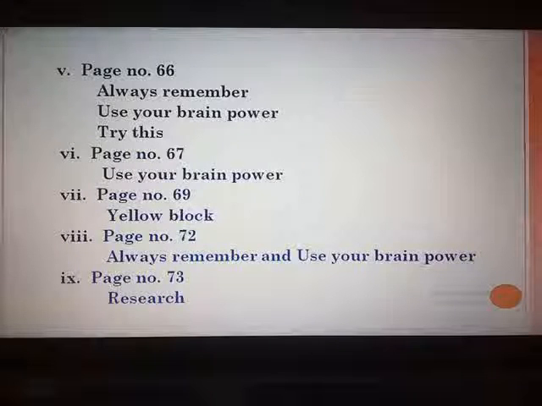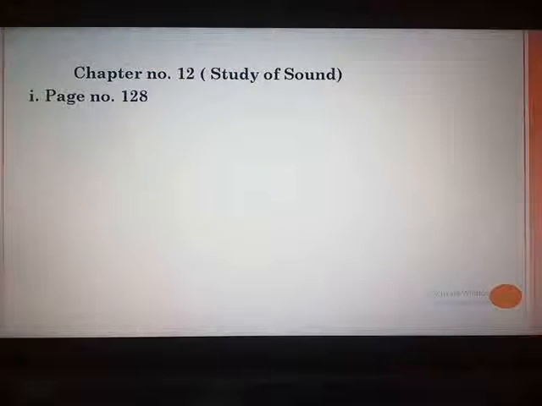Now quickly we will finish chapter number 12 and 13 as they are already discussed yesterday. But we will go in a sequence, so I am covering those chapters also today. Chapter number 12, Study of Sound. I will be a little bit quick here because it was informed to you yesterday.